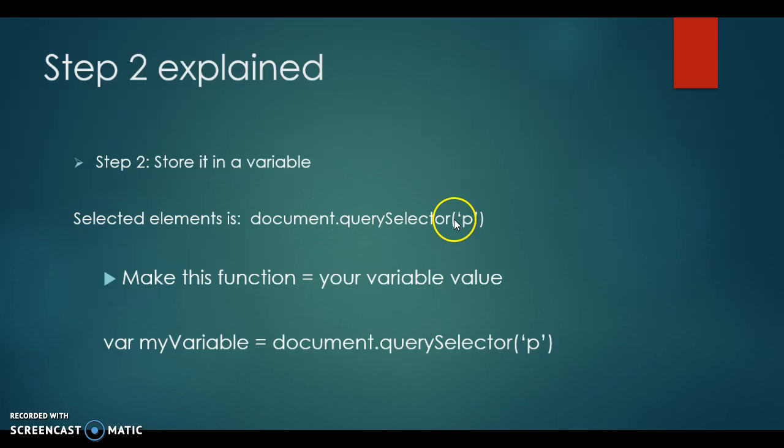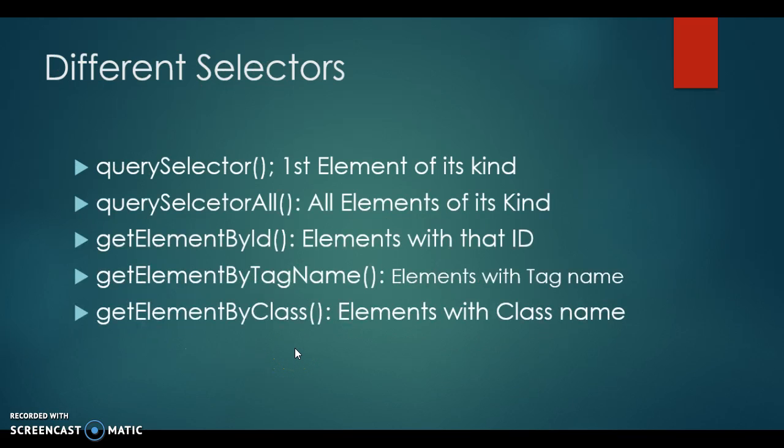Okay, so now that we've selected it, we're going to store it into a variable. So this is what we selected. Now we're going to make that function that we have there equal to the variable. So we're going to say var myVariable equals document dot querySelector P. And that's our variable, so that's step two.